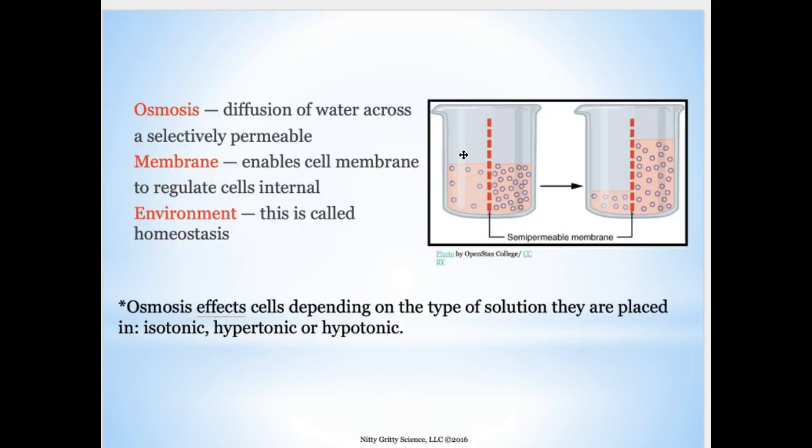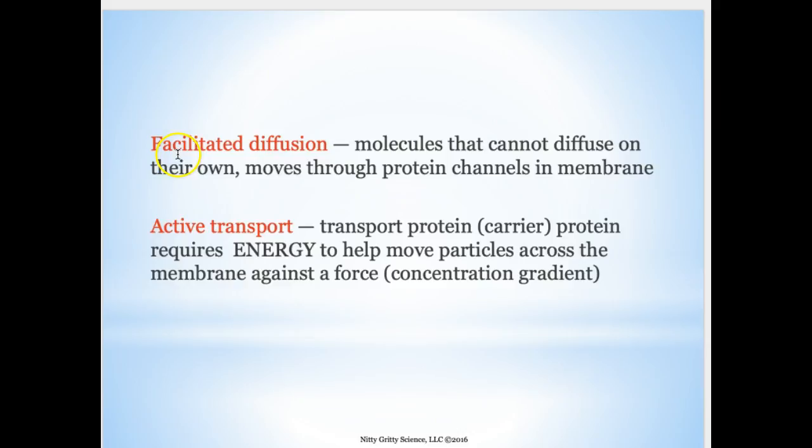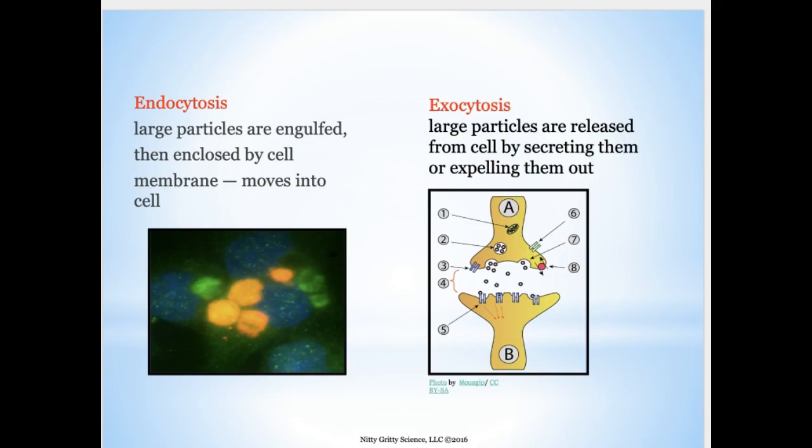Let's go ahead and look at facilitated diffusion, then I'll show you an image in a second. Facilitated diffusion is where molecules cannot diffuse on their own. They have to move through the protein channels found in the plasma membranes. Active transport, on the other hand, is where transported proteins are carried through, and it requires energy to move them across the membrane. It's almost like going against the grain, if that makes sense. And so it's focused onto a different gradient.